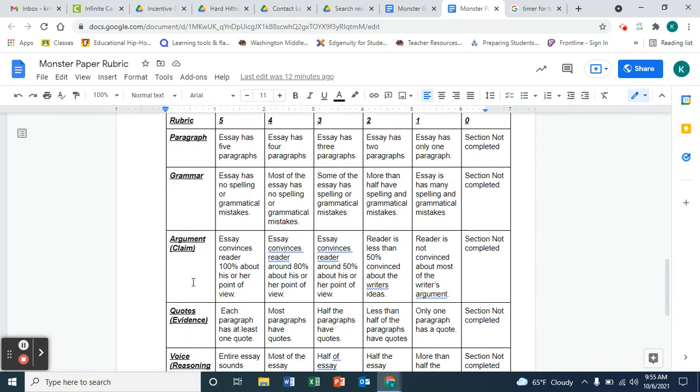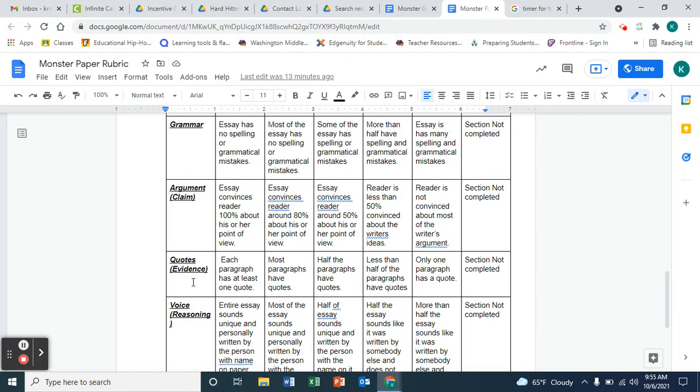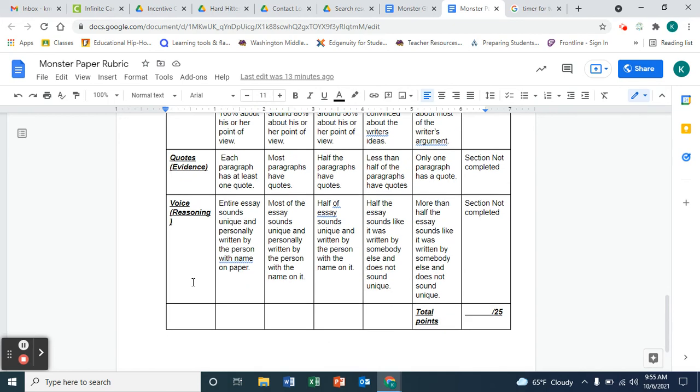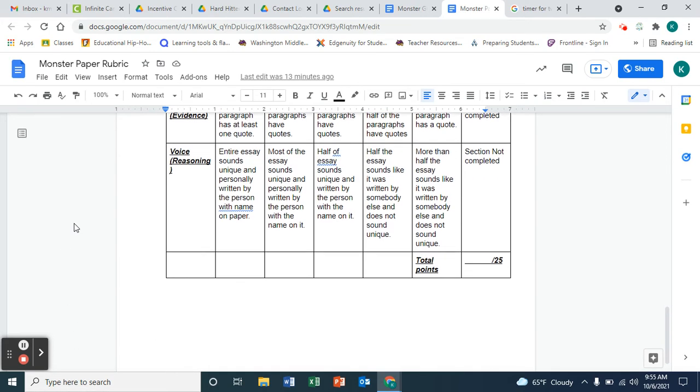Quotes. Each of your body paragraphs is going to have at least one quote. Just like last time, I'm going to be a stickler on your citations and making sure that you have your quotation marks. It needs to work perfectly. If you cannot do it properly, you will lose points. Your voice, which is the one that everybody gets the most points on. As long as it sounds like you wrote it, you'll get all your points. Easy. The whole thing's worth 25 points. The rough draft and the organizer, which I'll talk about in a bit, are worth actually more points and cannot be redone, while this essay is worth less and can be redone.